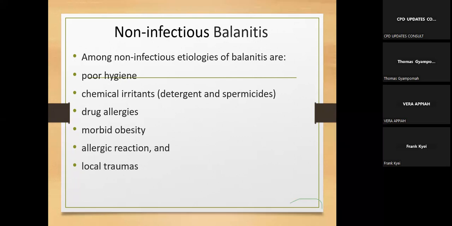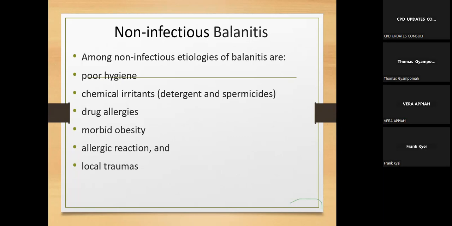Especially in the uncircumcised individuals, chemical irritants, detergents, and spermicides. So if you put on condoms, the latex in them is spermicidal, and sometimes they irritate. And once they irritate, they can cause some sort of bruises at the head of the penis, and that is not an infectious one. So it is a result of the irritation and then the allergy.